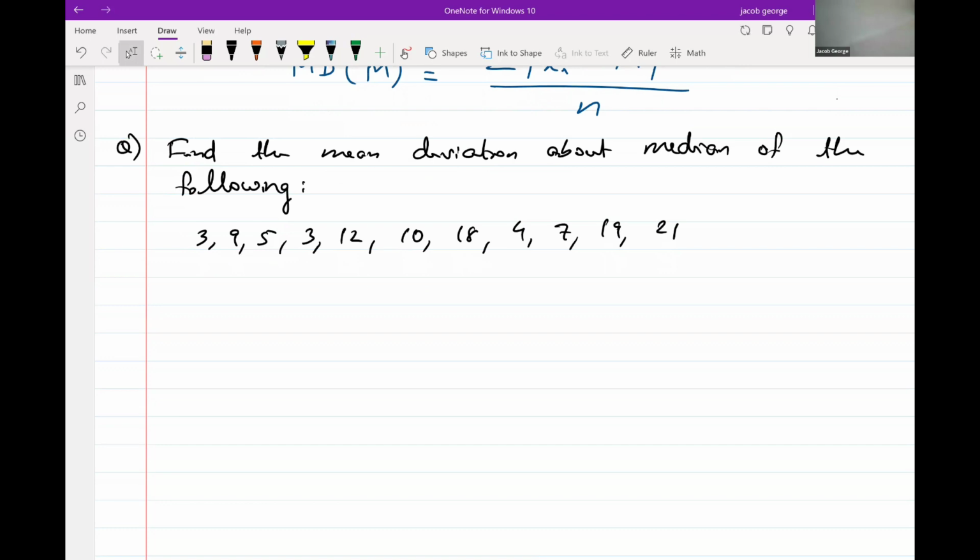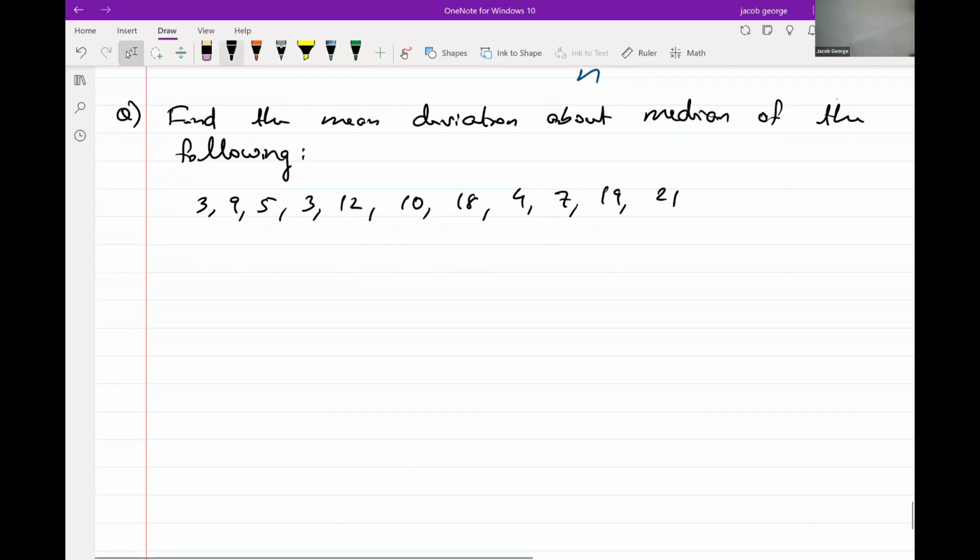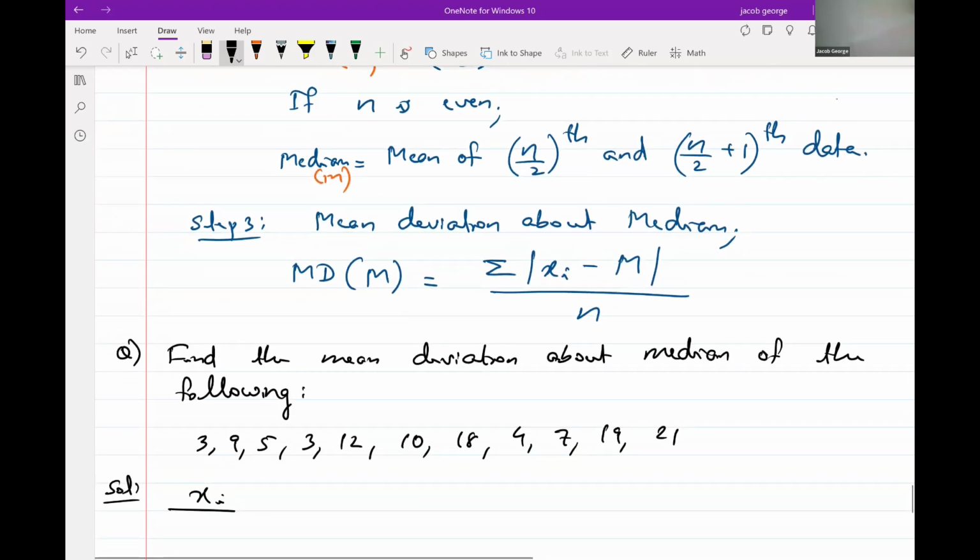Okay. So here, first of all, we will write the data in what order? Ascending order. We will write this data as a vertical column. Which is the smallest among these? 3. From the third step, mean deviation about median, please write the formula: sigma modulus xi minus M by n. Did you write?